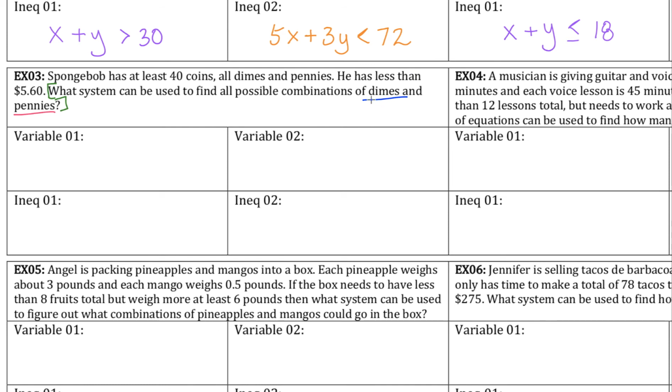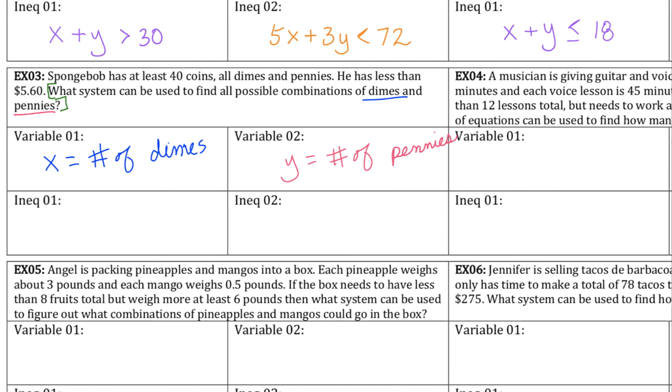That's all it says, right? So I guess we'll do X is the number of dimes and Y is the number of pennies, like that.